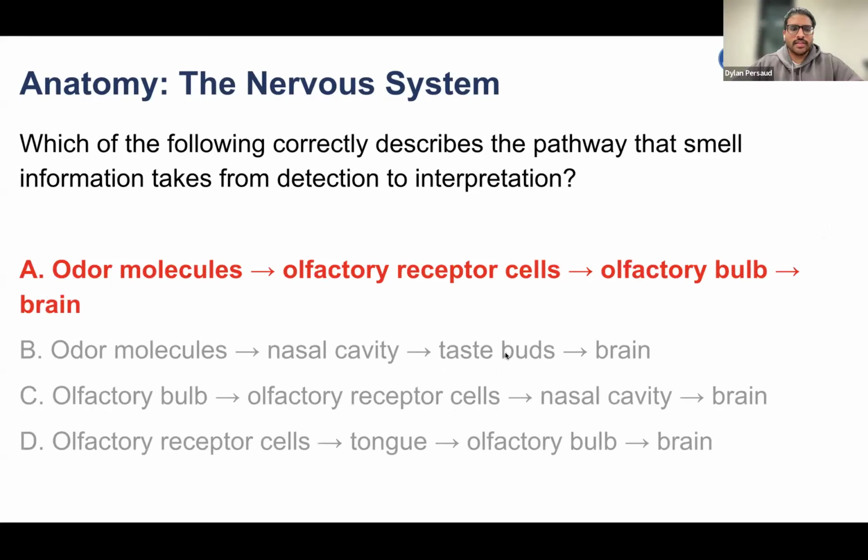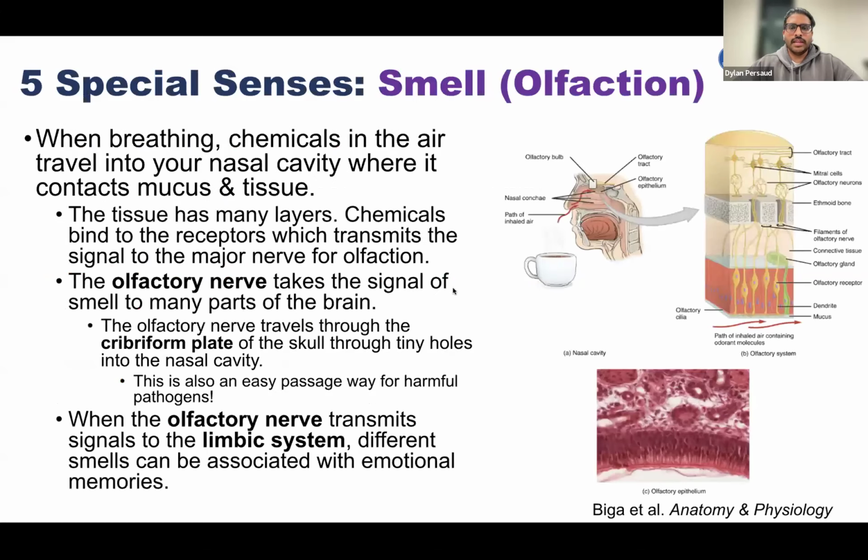Okay, great. So most of you guys got this one right. So the odor molecules are going to get interpreted by the olfactory receptor cells, which are going to take into the olfactory bulb and then assimilated as information at the brain. So when breathing, chemicals in the air travel into your nasal cavity. So you can see in this picture here where it contacts the mucus and the muscles, and we have the pathway here. So the sensory receptors are going to transmit that information to the olfactory bulb and tract.